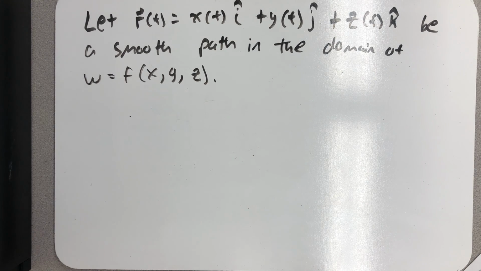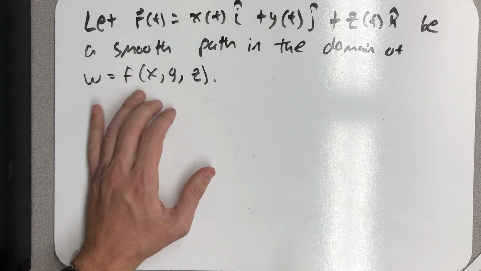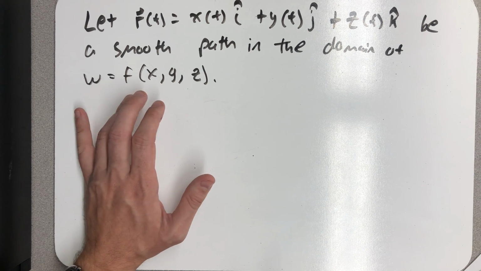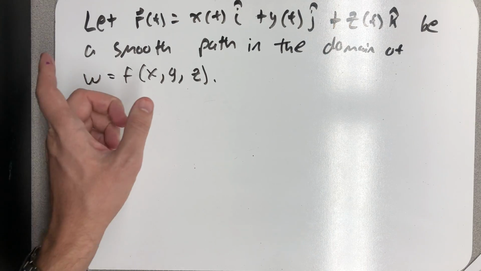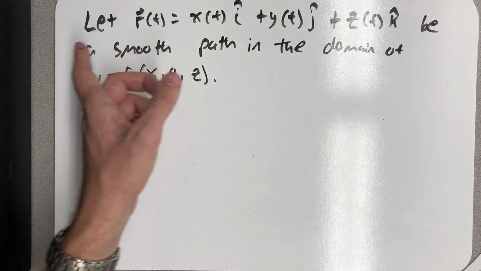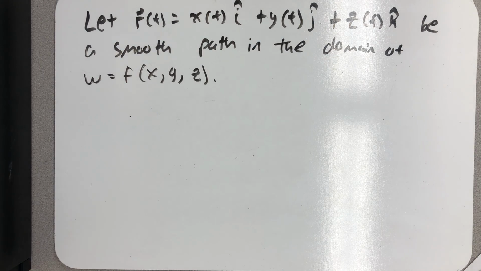I want to write down a chain rule for paths. So I want to imagine that I have a function on three variables, w equals f of x, y, z. And this parametric function here, this vector valued function, r of t equals x of t i plus y of t j plus z of t k, is a smooth curve in the domain of that path.